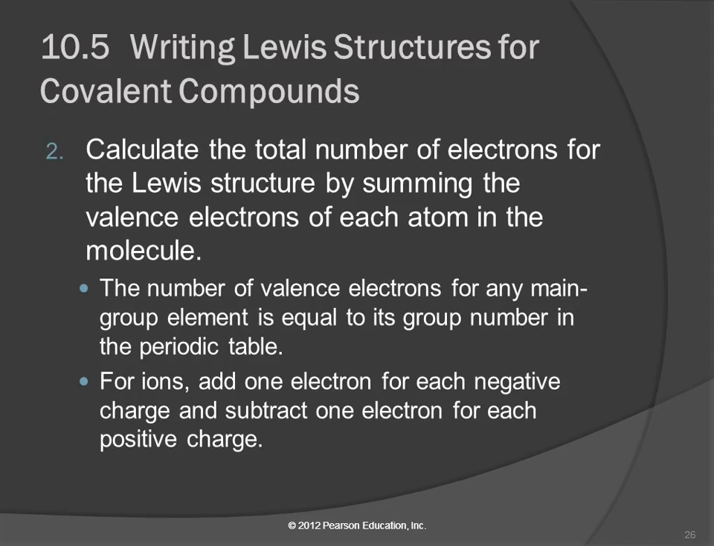So for main group elements, the number of valence electrons is just the number of its group. If we have ions, you need to add an electron for a negative charge and subtract for a positive charge. And that can be a little confusing sometimes. But just remember that we're changing the number of negative charges, we're not changing the number of protons. If I take away a negative charge, then my ion will be positive. If I have a negative ion, that means it's got some extra electrons.